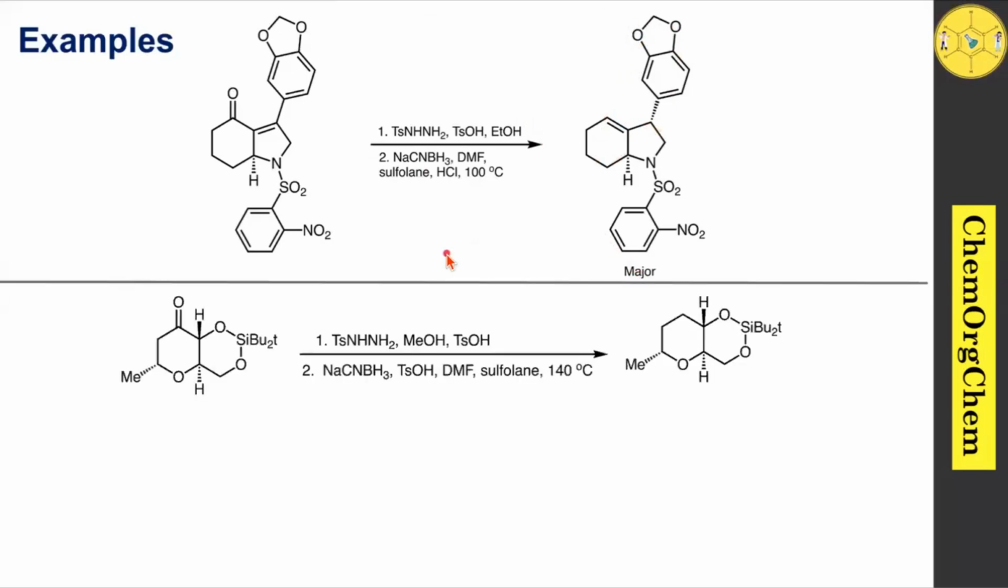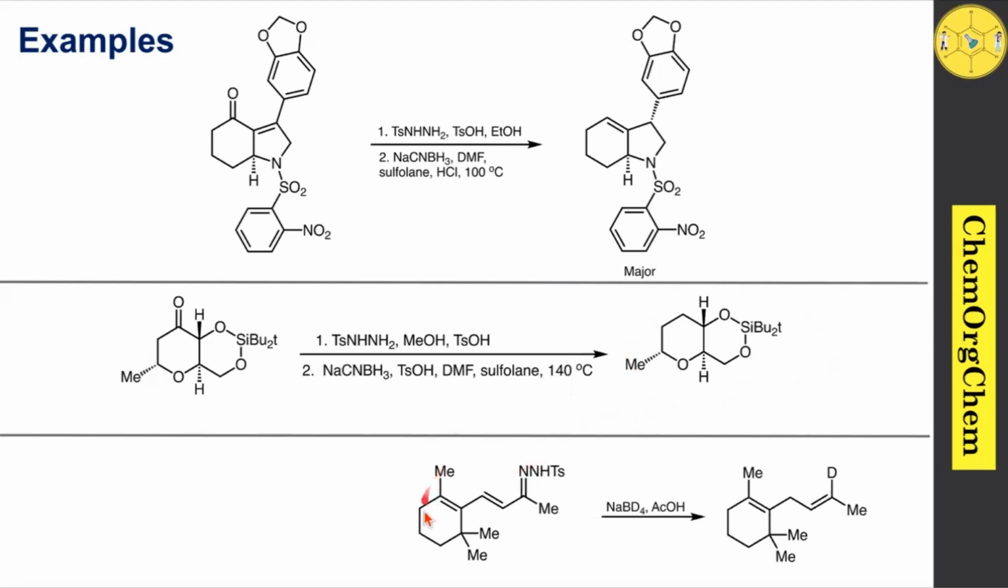So let's move on to another example. Now you see, this ketone can be reduced by sodium cyanoborohydride and para-toluene sulfonic acid conditions. Initially we need to convert this ketone into the corresponding tosyl hydrazone, followed by treatment with Hutchins modification conditions, which produces the corresponding hydrocarbon. So this is another example.